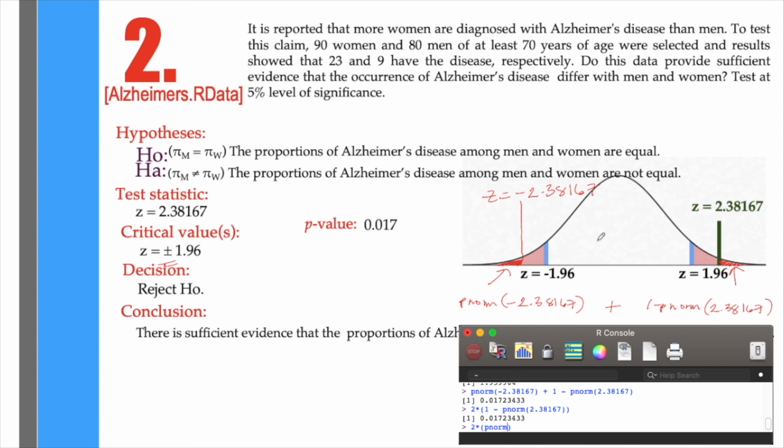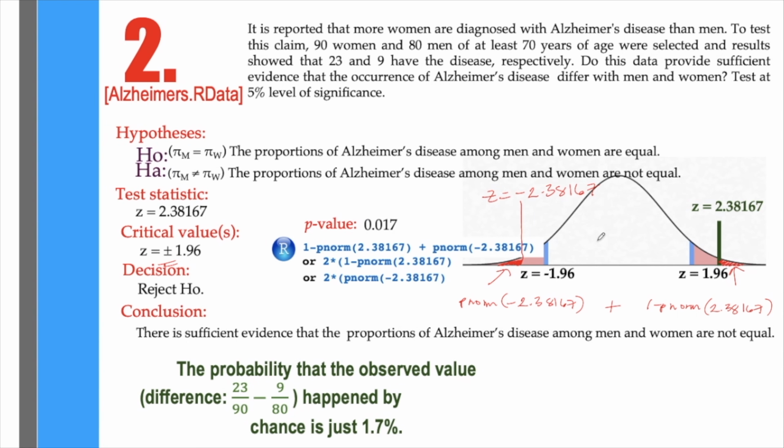And applying that in R, we're going to get 0.017, which indicates that the probability that the observed value, or having a difference which is not 0, represented by the difference of these two fractions, happened by chance is just 1.7%. Or in other words, 0.017 compared with 0.05 is relatively small, thus there is no reason to doubt the alternative hypothesis.